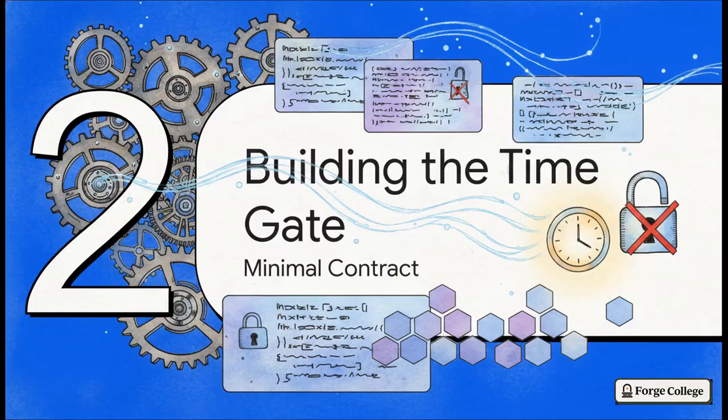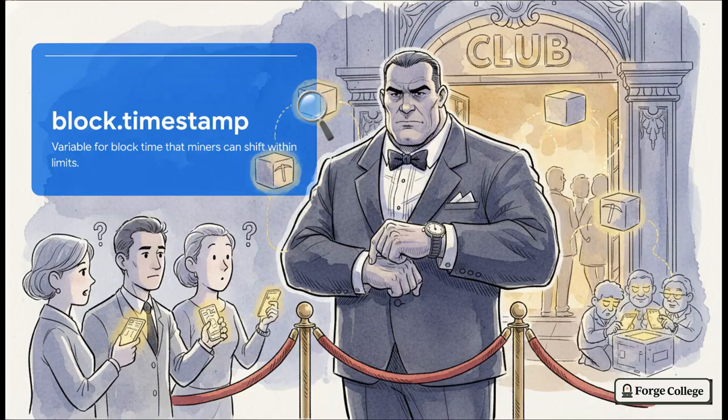Okay, moving right along to section 2, building the time gate. Let's look at a minimal contract. To actually test this out, we need a target. We're going to use a time gate contract that's locked down until a very specific deadline in the future. Now, the core of this whole issue revolves around a variable called block.timestamp. This represents the current block's time. Developers often treat this like it's some authoritative, completely immutable clock.